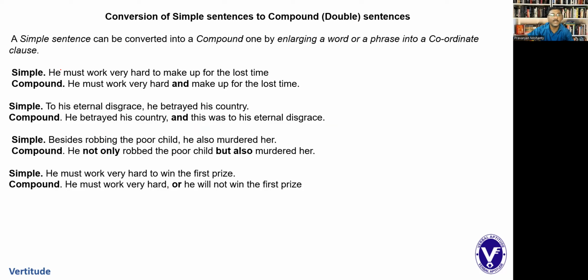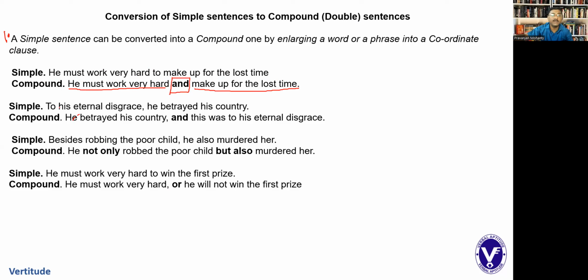Let's see conversion. A simple sentence can be converted into a compound one by enlarging a word or phrase into a coordinate clause. Look at this. Simple, we are going to convert it into compound. He must work very hard to make up for the lost time. So when we make it a compound, we have to make it two. He must work very hard and make up for the lost time. It is connected by and. Then only it becomes a compound sentence because it will be joined by a coordinating conjunction.